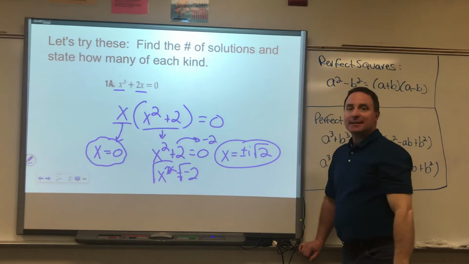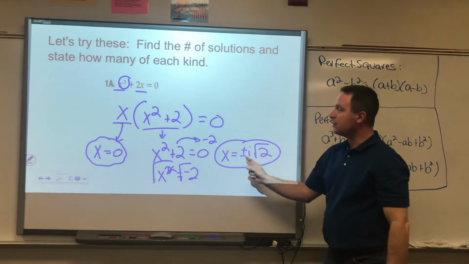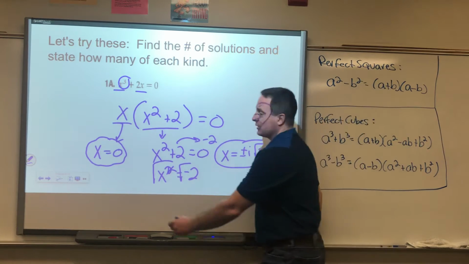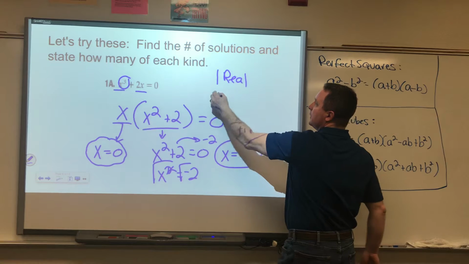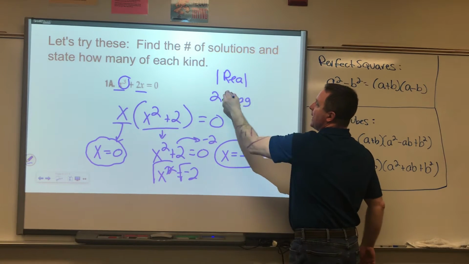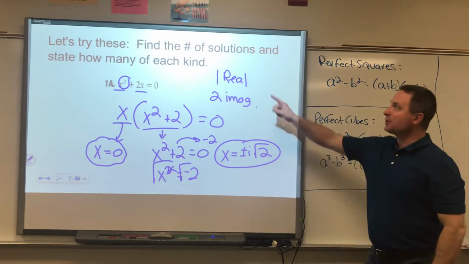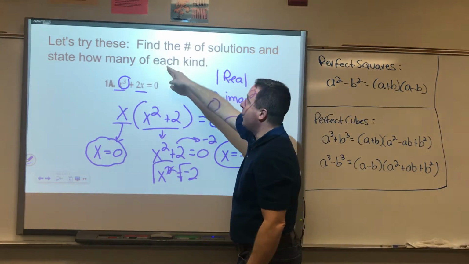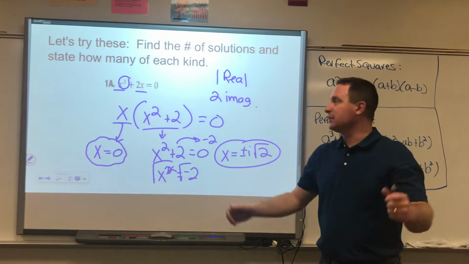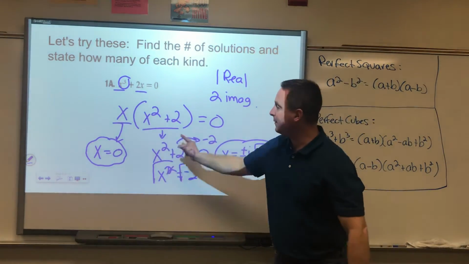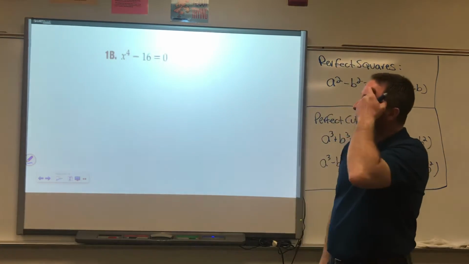And just like that, did I get the 3 solutions? 1, 2, 3. Yep. And if I had to classify, maybe I'll write it right here: I have 1 real solution and 2 imaginary solutions. On your assignment today, make sure you tell how many of each kind. 1 real, 2 imaginary. So again, that was a little factoring problem: factoring out the greatest common factor and then solving.